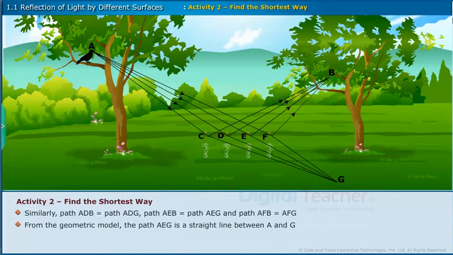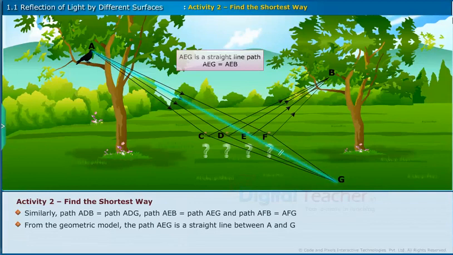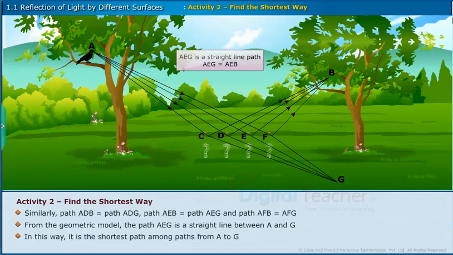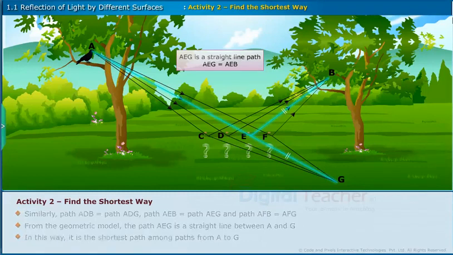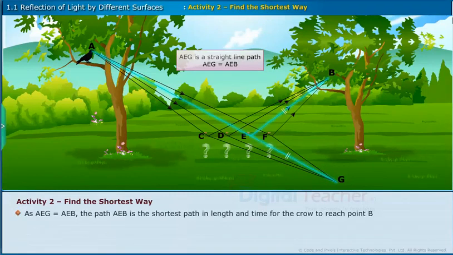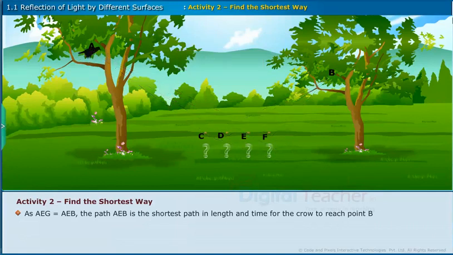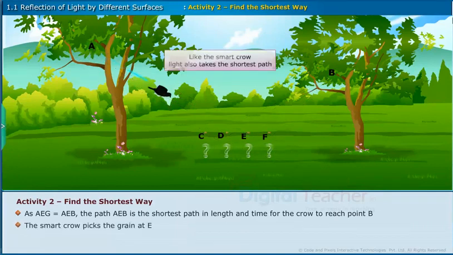From the geometric model, the path AEG is a straight line between A and G. In this way, it is the shortest path among paths from A to G. As AEG is equal to AEB, the path AEB is the shortest path in length and time for the crow to reach point B. The smart crow picks the grain at E.